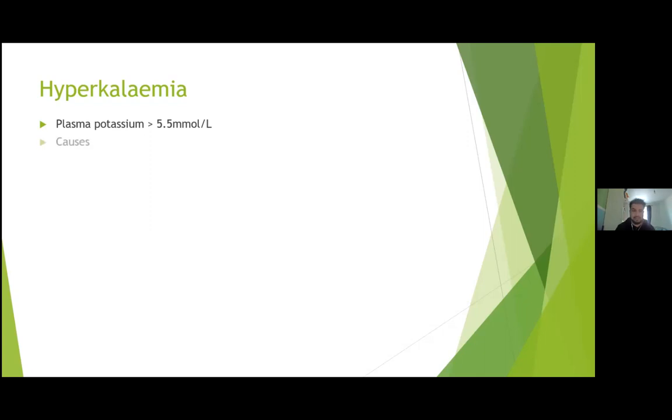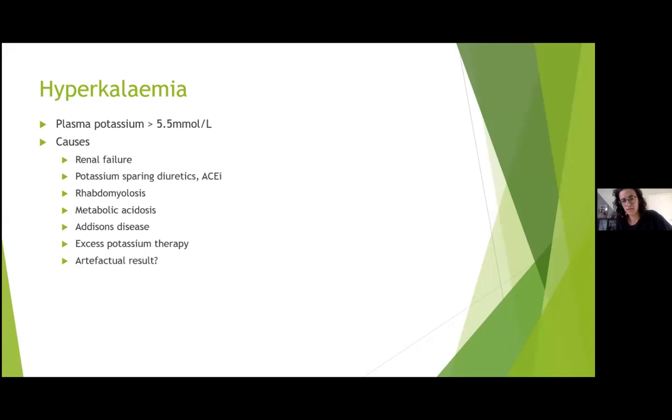Anyone know any causes of hyperkalemia? Adrenal insufficiency and kidney injury. Yes, absolutely. Medication can do that as well. So Addison's disease, medications, AKI, that sort of thing. Someone's put in the chat diuretics, absolutely, so spironolactone, potassium-sparing diuretics, ACE inhibitors as well. Sometimes it can be an artifactual result as well.